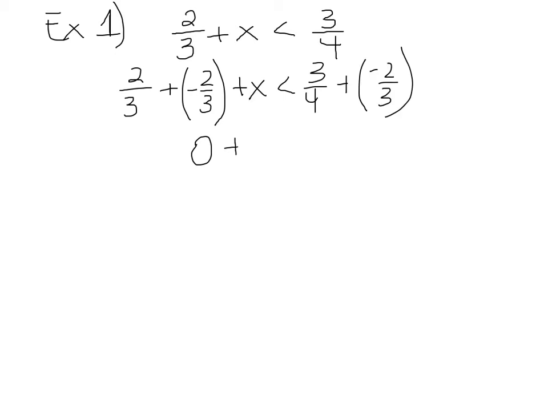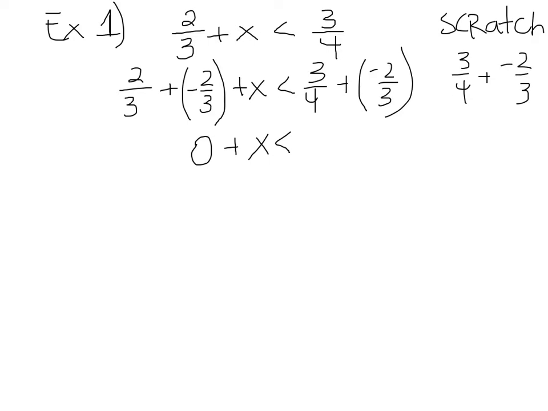So we have 0 plus x is less than, and now on the right side of our inequality, we need to find a common denominator in order to add those fractions. Remember, to add and subtract fractions, you need to make sure you have a common denominator. Over here, I'm going to show my scratch work. I have 3/4 plus negative 2/3.